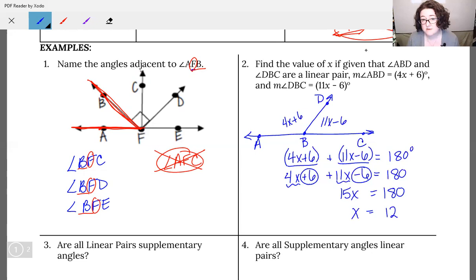I'm going to go back and make sure that I read my question completely. Am I answering everything that they're asking me? So find the value of x if given that. And then the rest of it is info. I solved for x. I'm done.